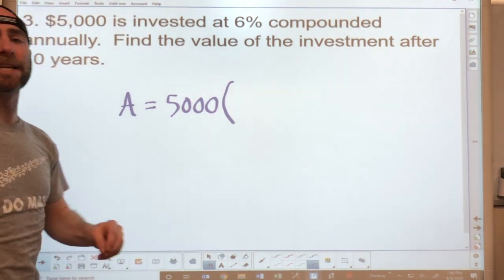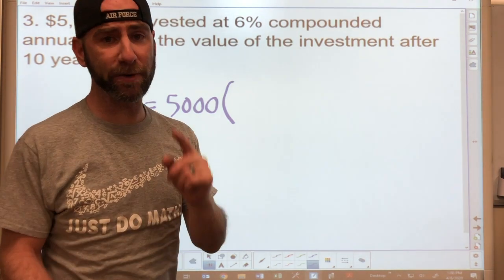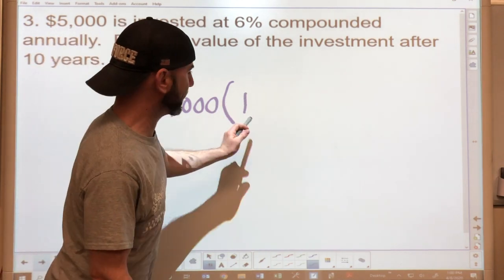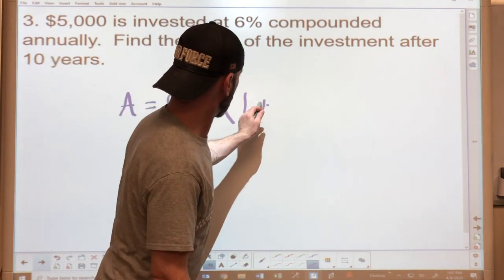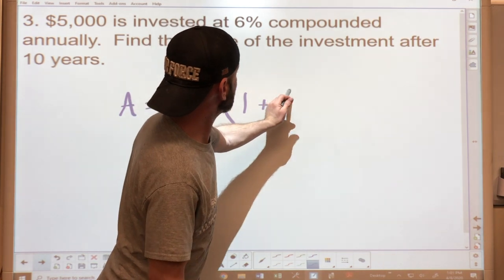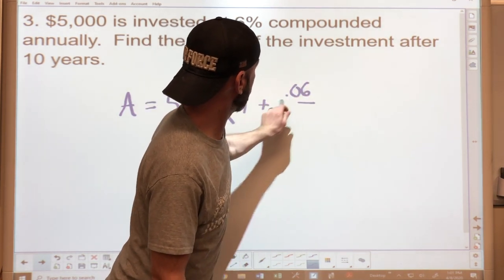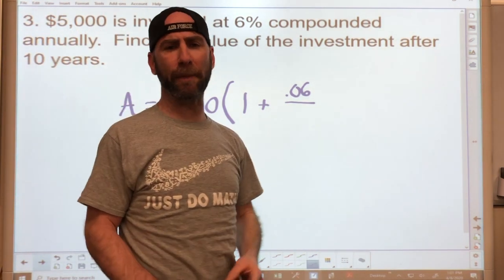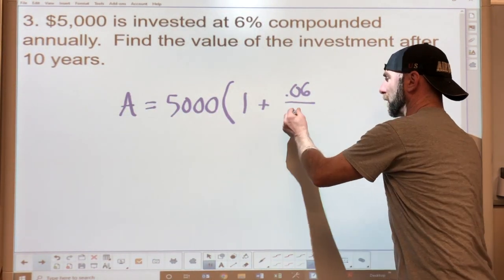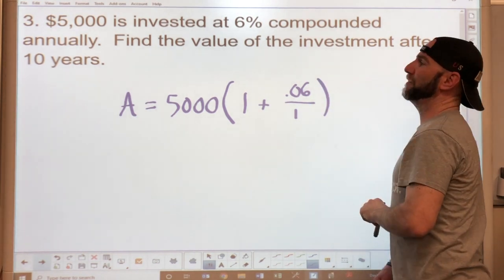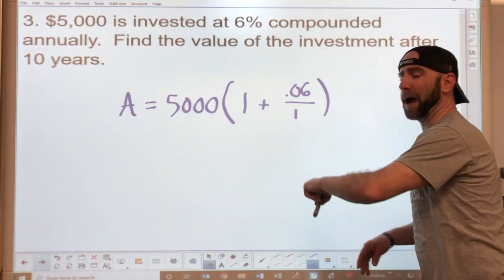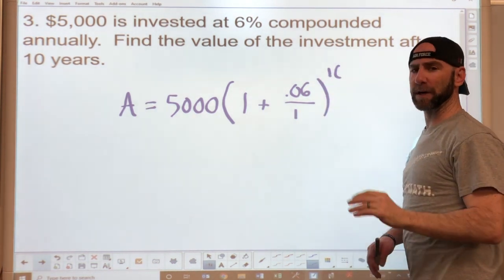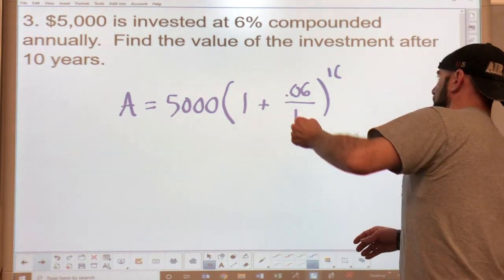All right, so we have an initial investment of $5,000. That's your principal. So you got it right here. Times the quantity of, the formula says, 1 plus the rate, which is 6%, divided by, it's compounded annually. That means it's just compounded one time. So divide that by 1, raised to the power of the number of times it's compounded, which is 1, times the number of years we're going to leave the investment in, which is 10 years.